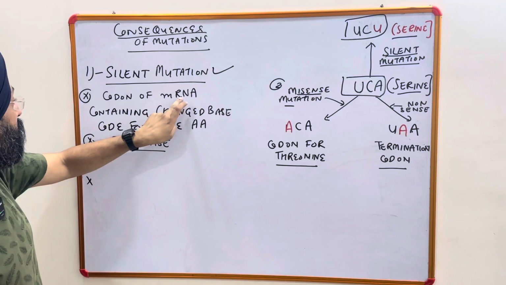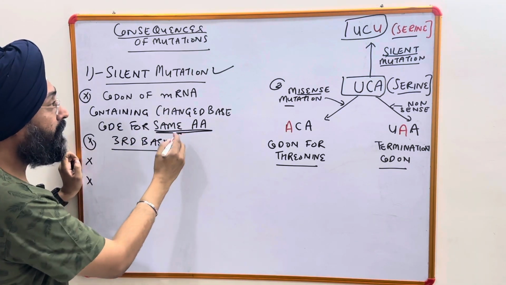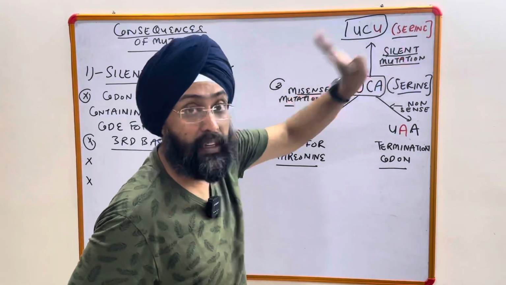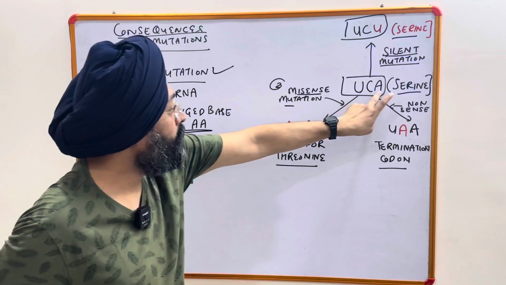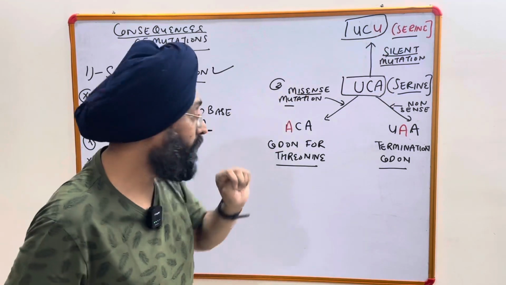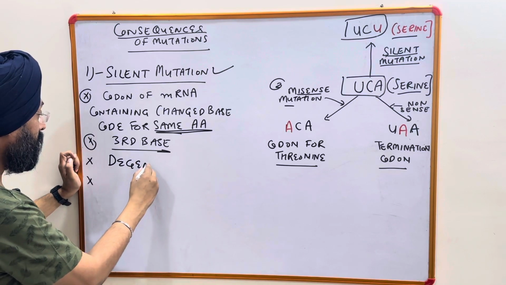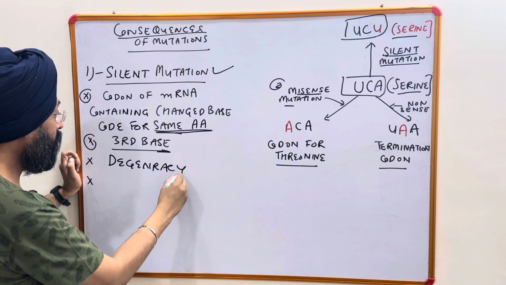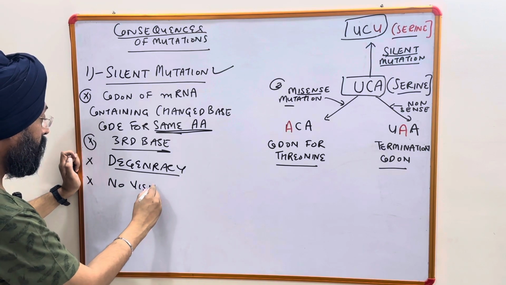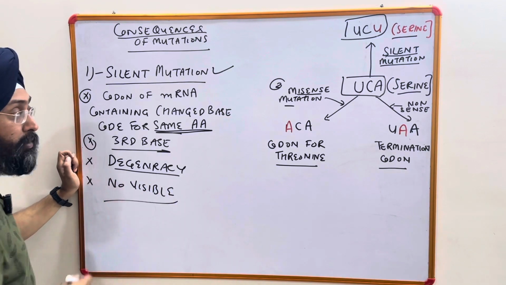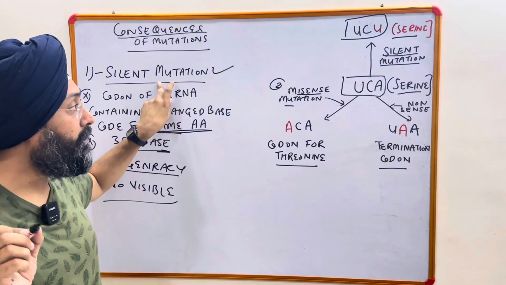Because the codon of messenger RNA containing the changed base codes for the same amino acid, that is serine, again serine, right? And this is due to the third base, right? UCA is replaced with U, right? So this is due to degeneracy of the genetic code, and there are no visible defects or problems seen in this mutation. So the name is silent. It doesn't cause any problem, so the name is silent, right?